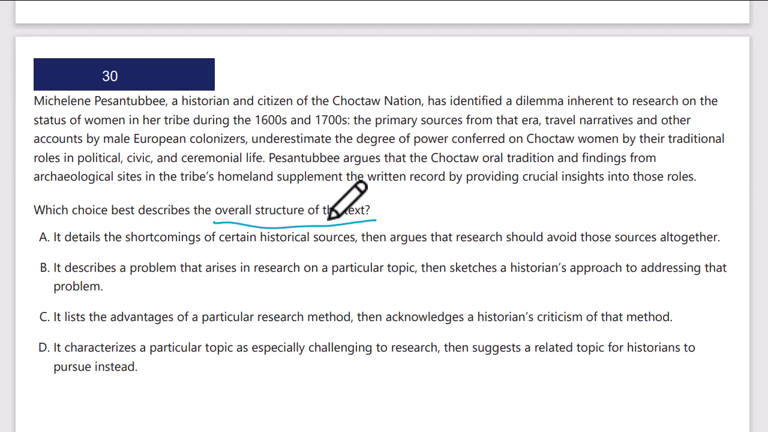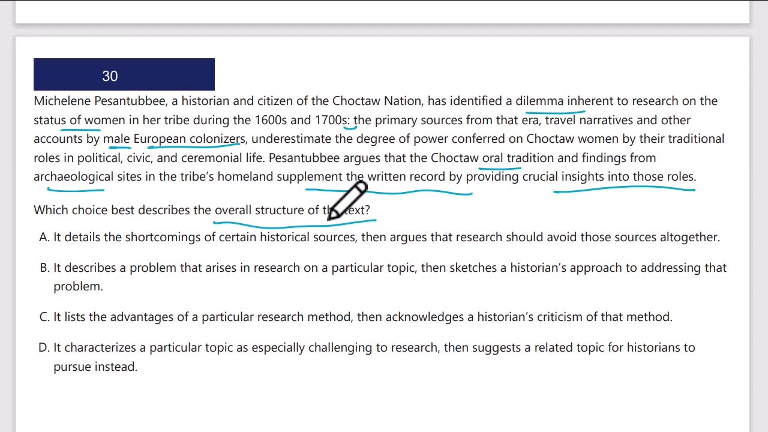Let's take a look. Michelle, such and such, a historian and citizen of Choctaw Nation, has identified a dilemma inherent to research on the status of women in her tribe during the 1600s and 1700s. So here's an explanation of that dilemma. The primary sources from that era, travel narratives and other accounts by male European colonizers, probably not the best source for accurate information about women of a tribe, underestimate the degree of power conferred on Choctaw women by their traditional roles in political, civic, and ceremonial life. Such and such argues that the Choctaw oral tradition and findings from archaeological sites in the tribe's homeland supplement the written record by providing crucial insights into those roles.